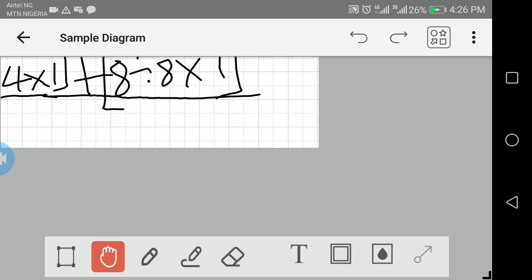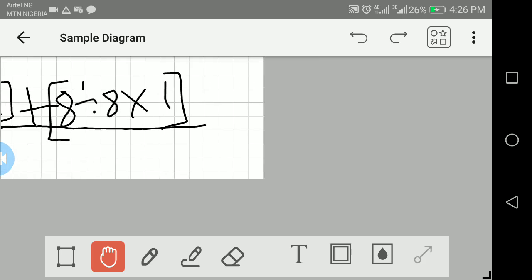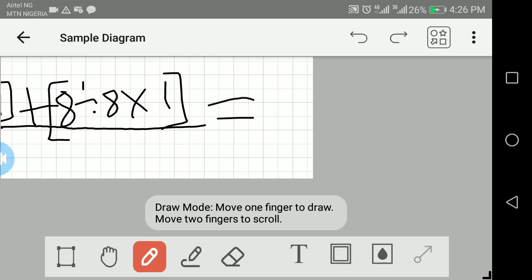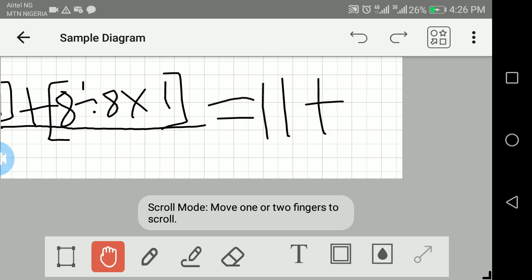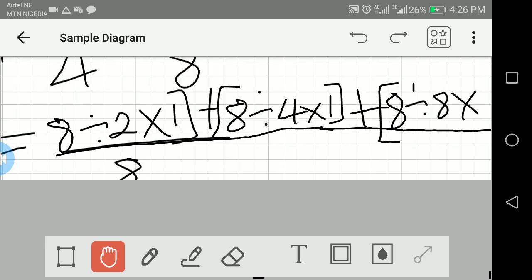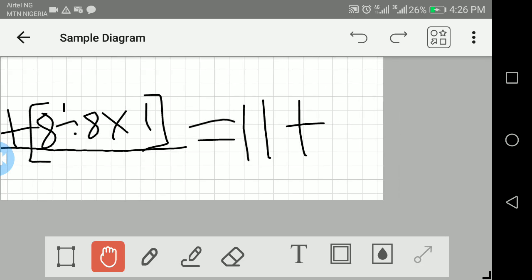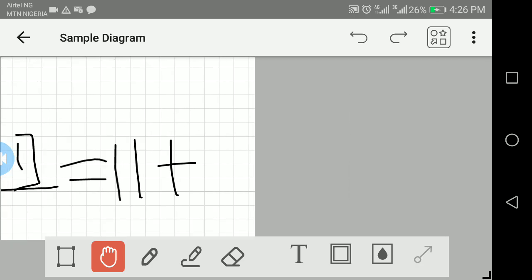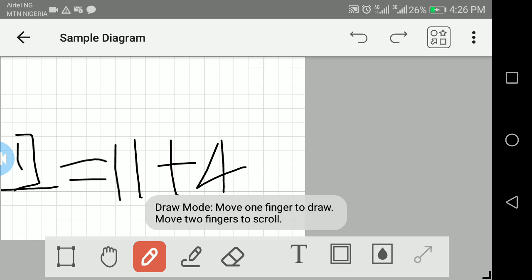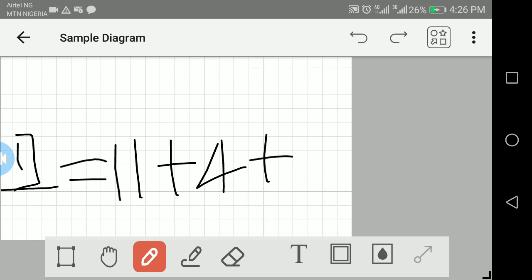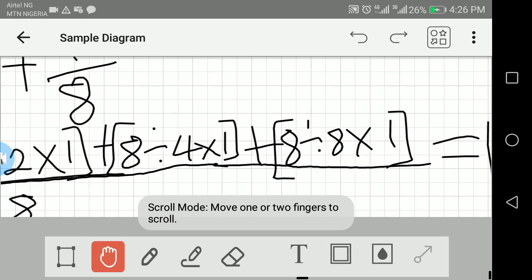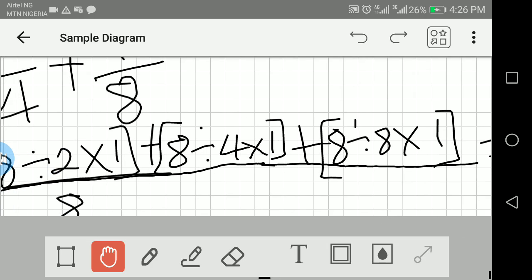So this is simply equal to 11 plus, now come back here, 8 divided by 2 is 4. 4 times 1 is 4. So we have 4 plus 8 divided by 4 is 2. 2 times 1 is still 2.